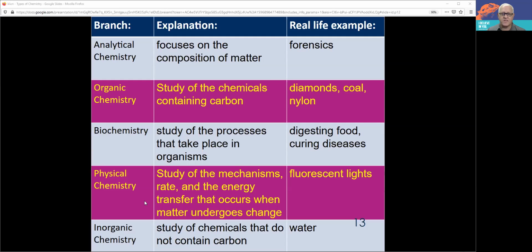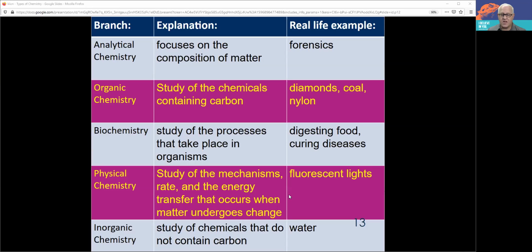We then have physical chemistry. Physical chemistry is the study of the mechanisms, rate, and the energy transfer that occurs when matter undergoes change. And so if you were in our classroom right now, you would look up at the ceiling and see fluorescent lights. Fluorescent lights are taking energy from electricity and transferring it through gases in a tube to create that light. Just like neon lights outside businesses. That's using a small amount of neon gas and an electrical charge.